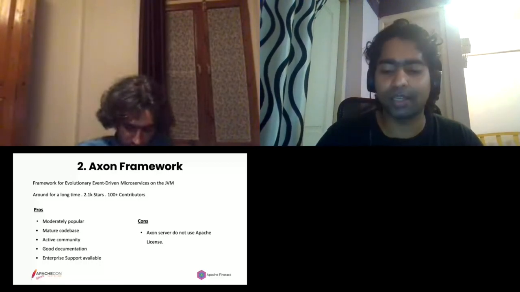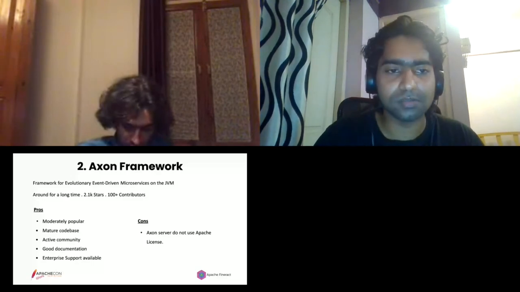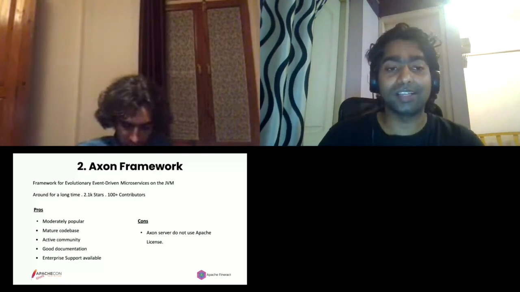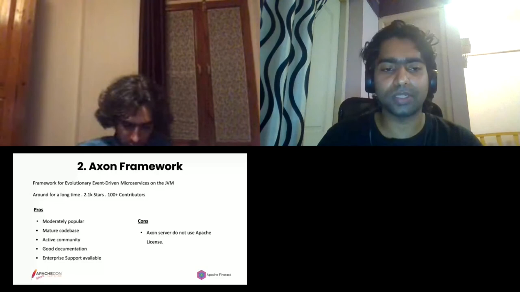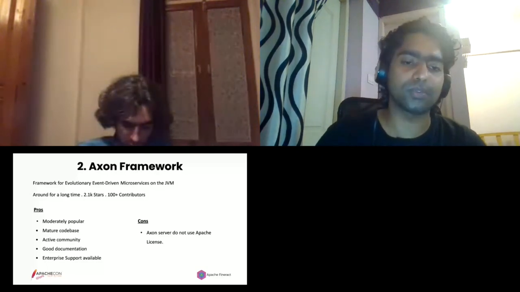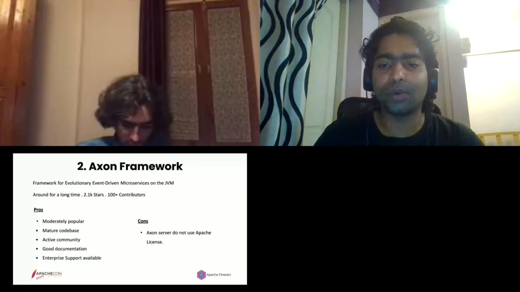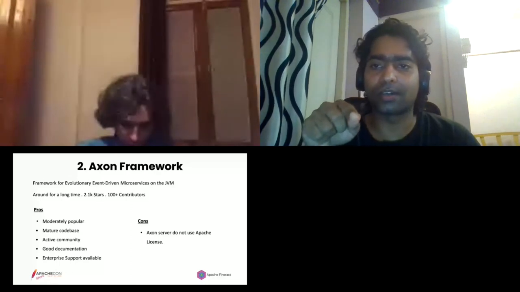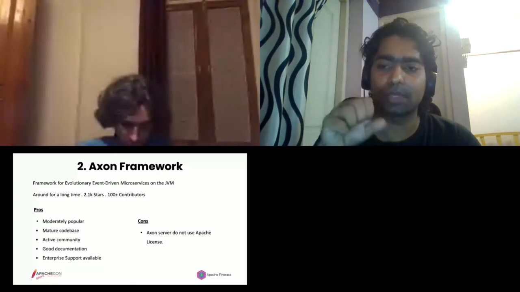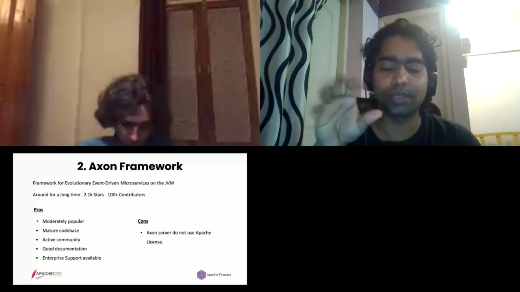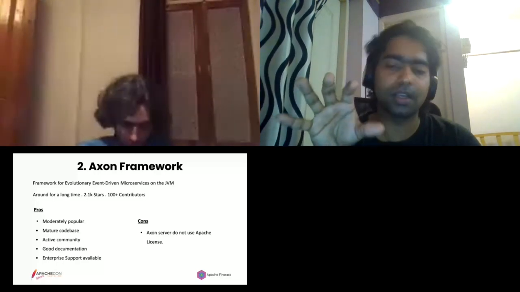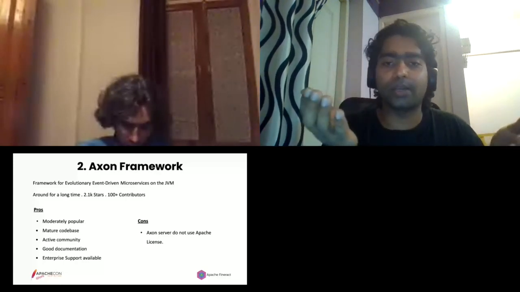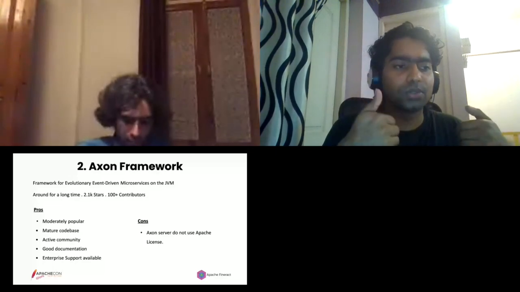Axon framework is moderately popular. It has an active community, good documentation, and enterprise support is also available if we need it. And the same points which I mentioned for JHipster apply: someone who gets acquainted with our Fineract CN improvement project has to go through the documentation and learn about the Axon framework. Again, here we have an added advantage that we don't need to write the documentation by ourselves.